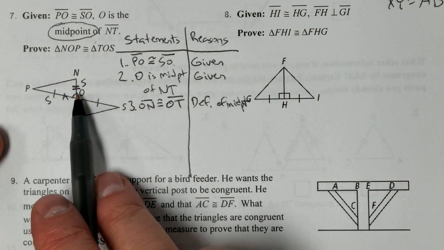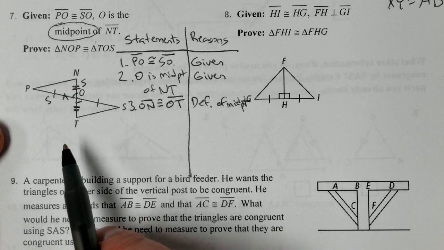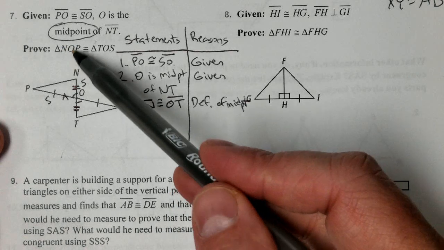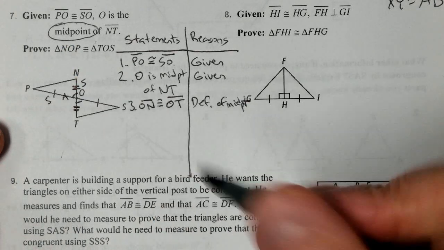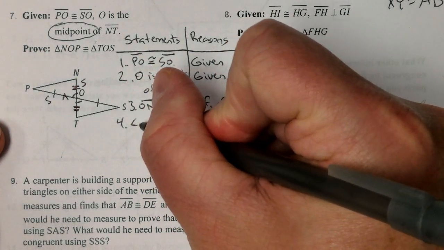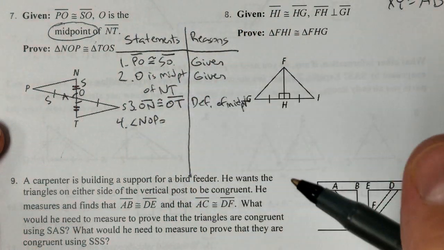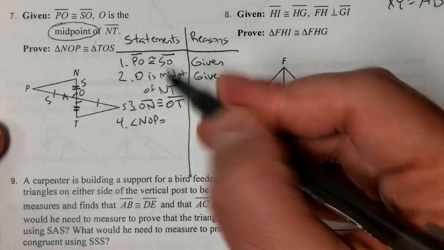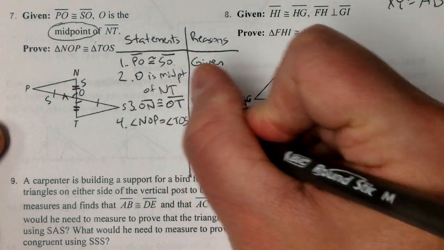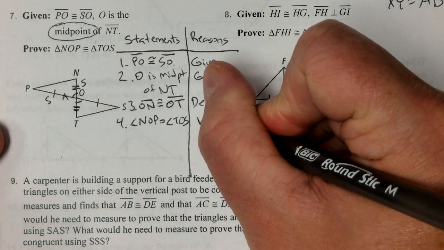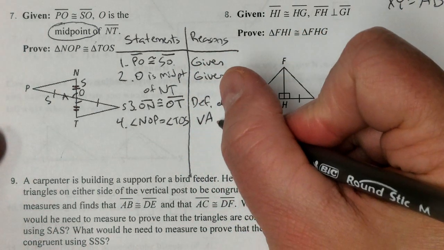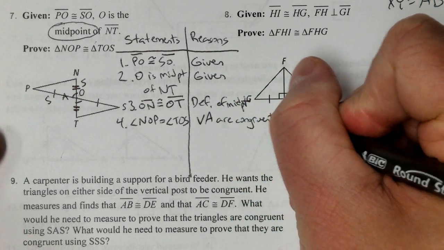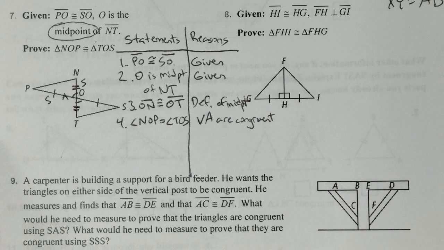So for step 4, we've got to put our angle. In this case, I'm going to use the same order like the triangle, NOP. So it's angle NOP equal to angle TOS. And that's because vertical angles are congruent. Or you could put your vertical angle theorem.